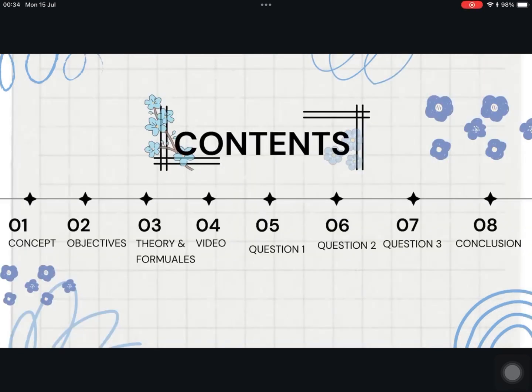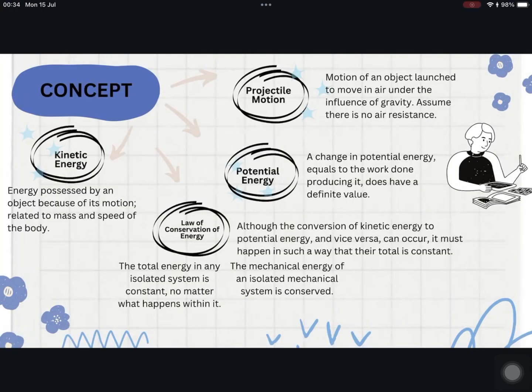So this is the contents for our slides, which consists of 8 pages. The concepts that we use in our physics assignment are projectile motion, kinetic energy, potential energy, and the law of conservation of energy. Projectile motion is the motion of an object launched to move in air under the influence of gravity, assuming that there is no air resistance.